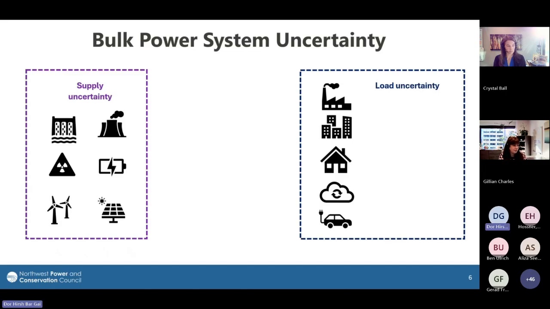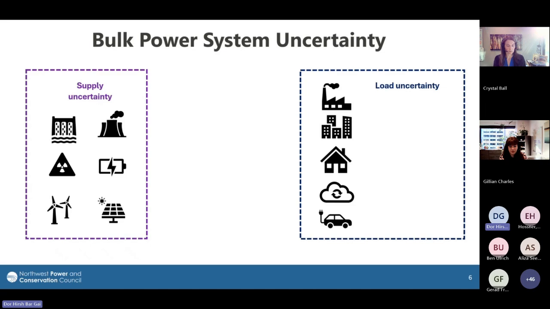On the load side, I see we shared icons with previous slides with load components. You can see that we have industrial, commercial, residential, figured cloud could be a good proxy for data centers, which we know are big in many parts of the region and of the world, the US and our region as well, and then EVs.